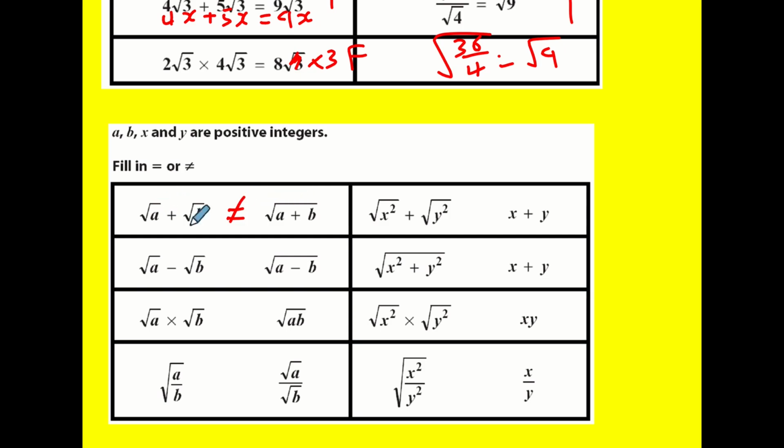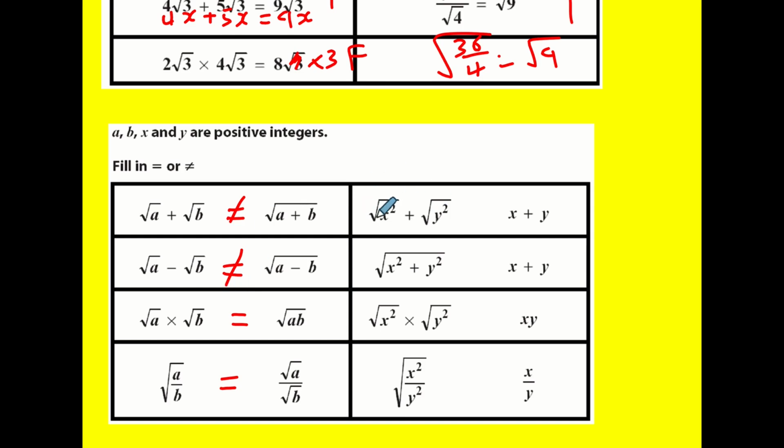We're going to have to find other methods for adding surds. Same goes for minusing. However, if you're multiplying, it's equal, and if you're dividing, they are equal. You can bring them out and have them separately or have them together. By the way, this would also be true for the cube root or the fourth root. We're just using the square root because that's generally what we look at in A level, and let's just focus on that.